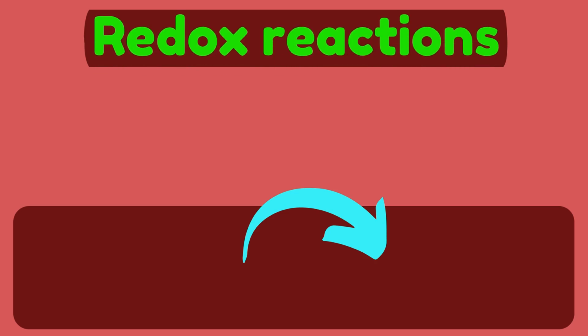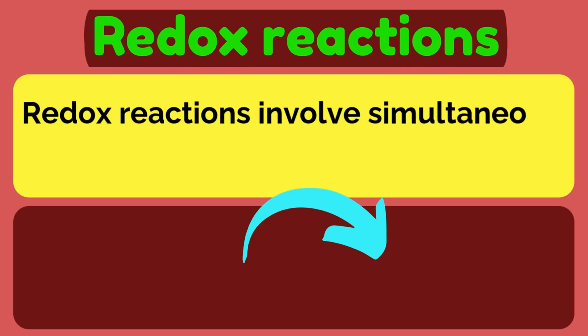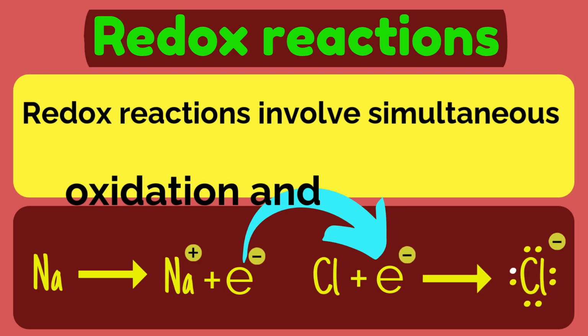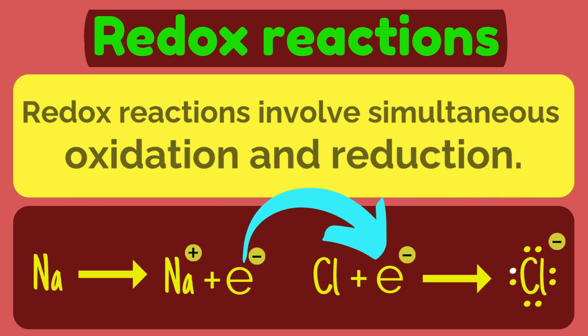Redox reactions. Redox reactions are those reactions which involve simultaneous oxidation and reduction. That is, oxidation of one element and reduction of the second element take place in this type of reaction. Here one electron moves from the sodium atom to the chlorine atom. The sodium atom is oxidized to Na+ ion, while chlorine on gaining one electron is reduced to Cl- ion. So the overall redox reaction is the transfer of the electron from the sodium atom to the chlorine atom.